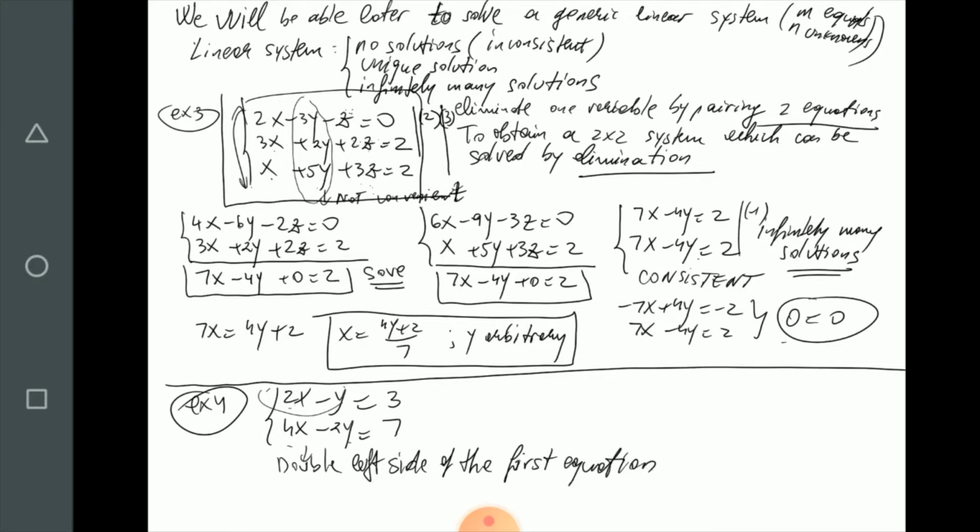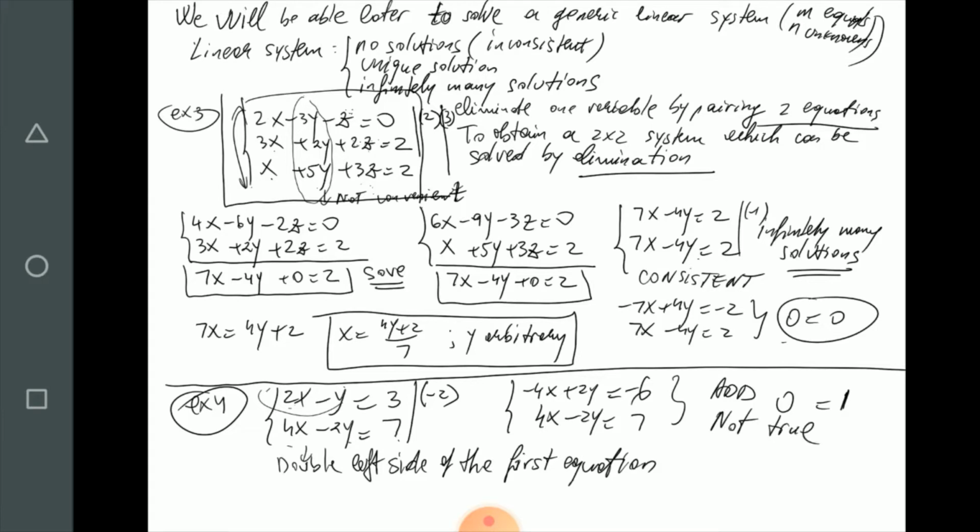On the other hand, the right-hand side is not double the first, right? 7 is not twice 3. Now, if you don't spot that, again, you can proceed with the elimination. Let's say we want to eliminate y, which means I need to multiply the first equation by minus 2. So I have minus 4x plus 2y equals minus 6, and then 4x minus 2y equals 7. When we add the two, we eliminate both variables on the left side, and it equals minus 6 plus 7, which is 1, which is of course not true. Therefore, the system is inconsistent.